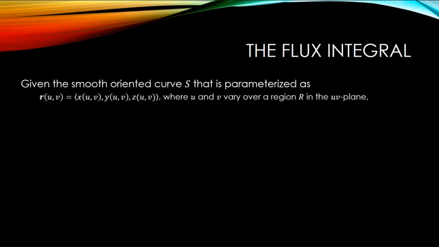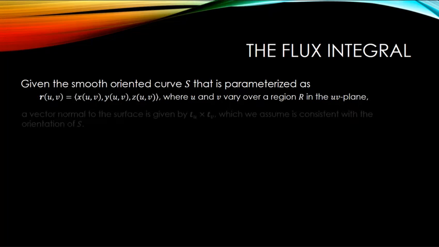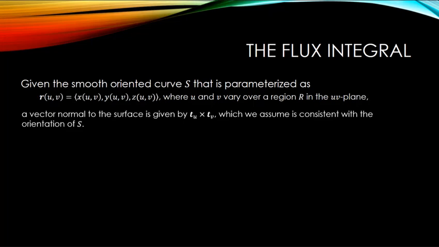If I'm given a smooth oriented surface S that is parameterized as r(u,v) equal to a vector with components x(u,v), y(u,v), and z(u,v), where u and v vary over a region R in the uv plane, a vector normal to the surface is given by t sub u crossed with t sub v, which we assume is consistent with the orientation of S.